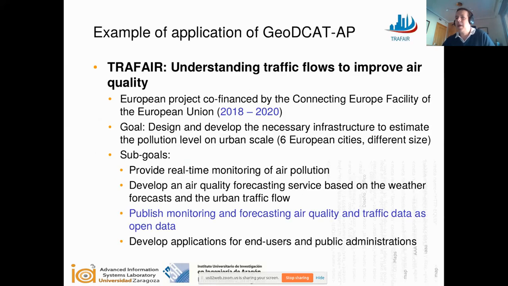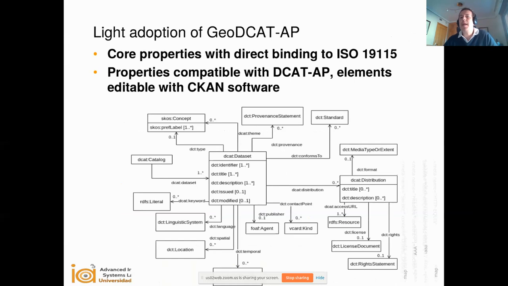For example, we applied this in a European project in the last 2 years, a project called TRAFAIR, understanding traffic flows to improve air quality. It was a project designed to establish the necessary infrastructure to estimate the pollution level on urban scales. We proposed an infrastructure for 6 different European cities. And the important thing is that one of the sub-goals was also to publish monitoring and forecasting air quality and traffic data as open data. So this is an example of the use of GeoDCAT-AP.